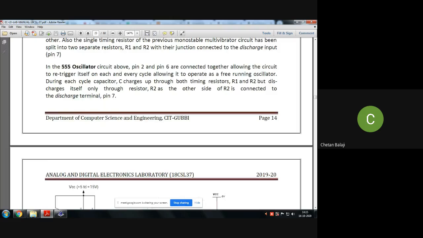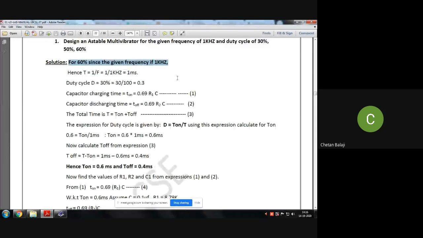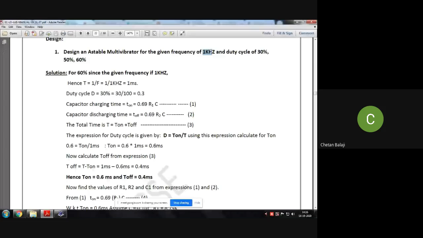Okay, take up this line. I am doing it for 60%. For this, the given frequency is 1 kilohertz. In the question, the given frequency is 1 kilohertz. Let me do it for a 60% duty cycle. The rest you can try at home. See the first line: 60% is the given duty cycle for the frequency of 1 kilohertz.